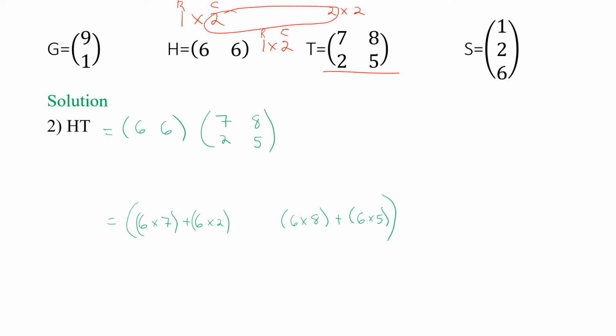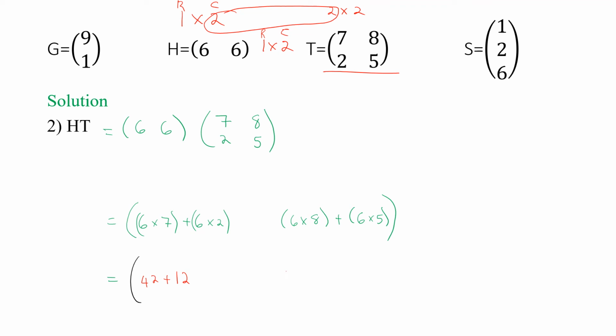That's what we're doing here. And then, of course, we simplify. So let's just simplify right here. So here we will end up with what? 6 times 7, that's what? 42. Yes, that's 42. So 42 plus 12. 6 times 2 is 12.